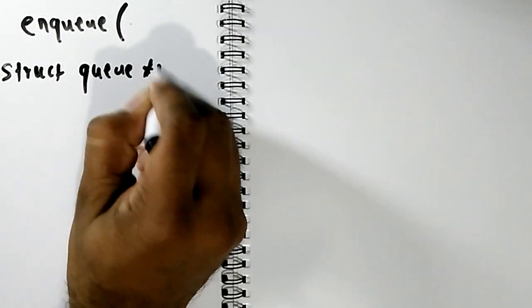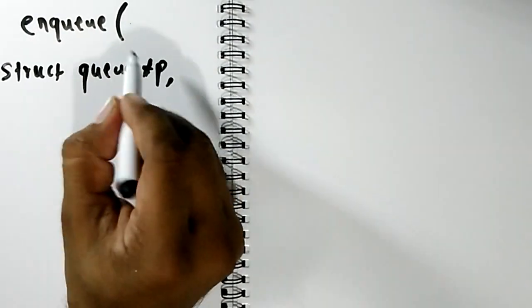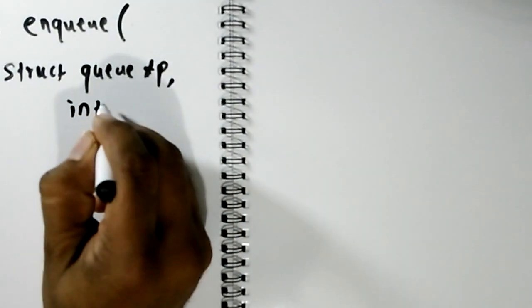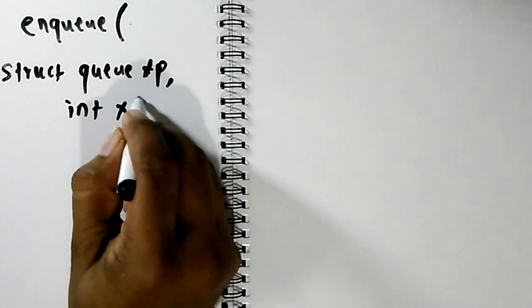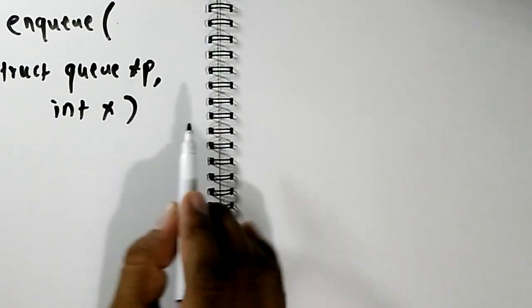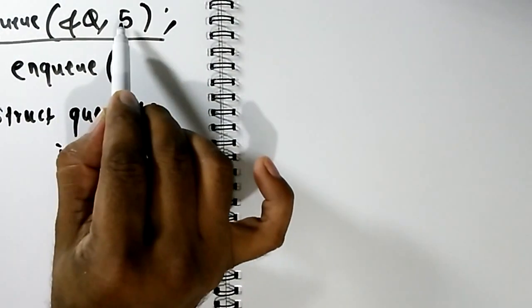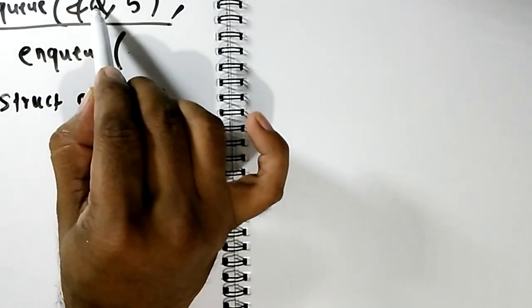So struct q star p, and the other parameter of this NQ function is the value which is to be inserted. Let's store that value which is passed in a variable called x. In fact, if we see a call to this NQ function, it will look like this: NQ ampersand q comma 5, let's say. So we are asking this NQ function to insert this value 5 inside this q.